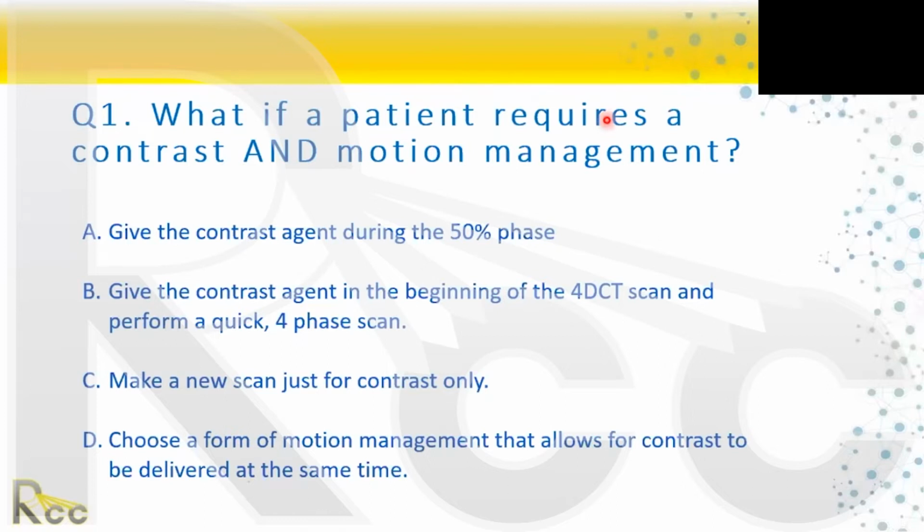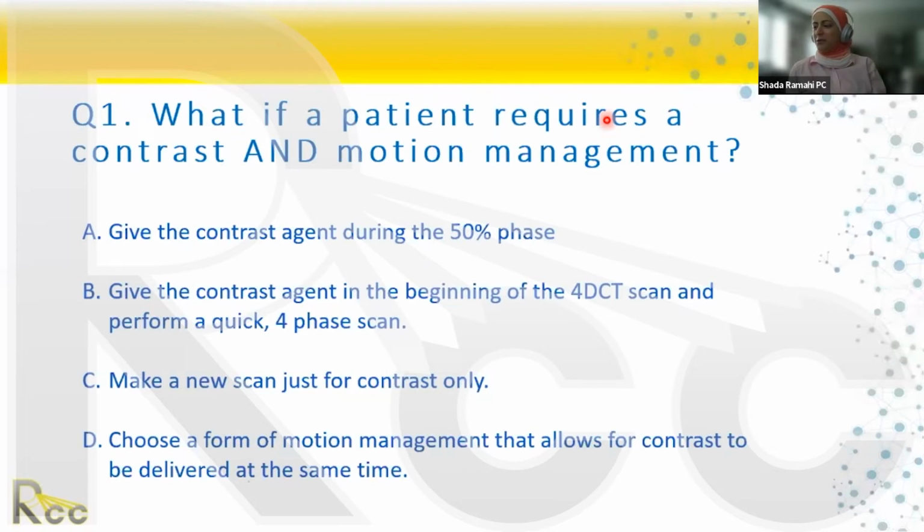Okay, good job. So we have 45 people, almost 50%, who say choose a form of motion management that allows for both contrast and motion management to be done at the same time. And we have a quarter, 24%, who say make a new scan for contrast only. And 11 say give contrast during 50%. And we have 28 who say give contrast and then do a very quick 4D CT. So let's look at C and D. We definitely have a majority, about 75%, who say that we could do that. And the answer is C and D.